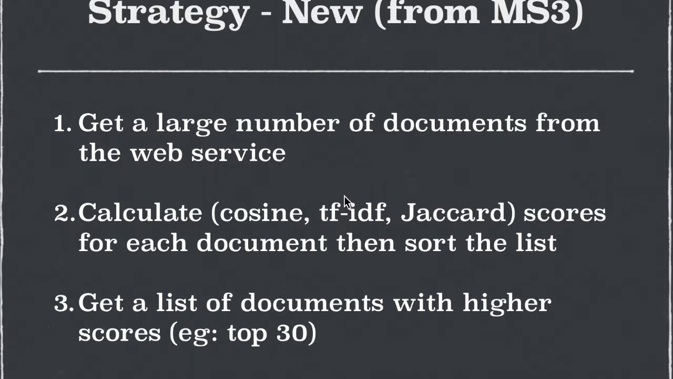The new strategy is to get a large number of documents from the web service, then calculate scores for each document and sort the list. Now, how do we calculate the score? We chose three document similarity calculation algorithms. That is the cosine similarity algorithm, the TF-IDF similarity algorithm, and the Jaccard similarity algorithm, and compared their performance. After we rank the documents, we get a list of documents with higher scores.